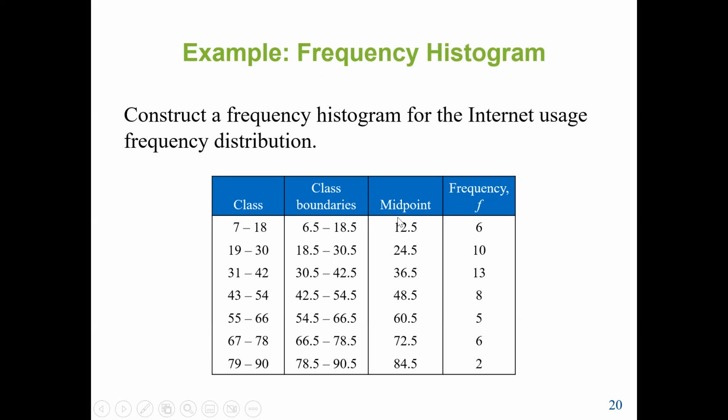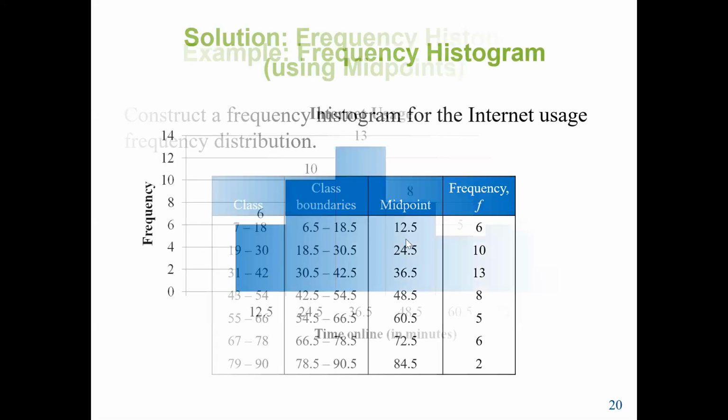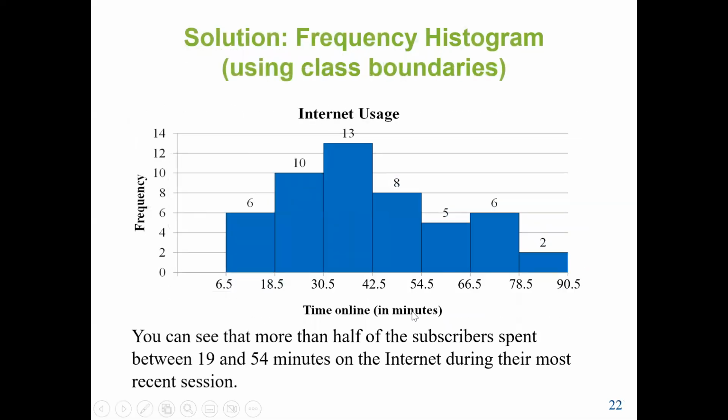How do we find the midpoint again? We find the average of the lower and upper limit. So 7 plus 18 divided by 2 will give us 12.5. 19 plus 30 divided by 2 will give us 24.5. And we keep going down. So that will be our, again, frequency histogram using the class boundaries.